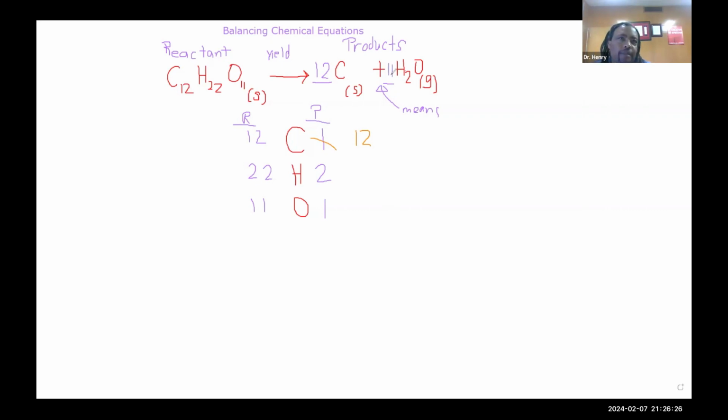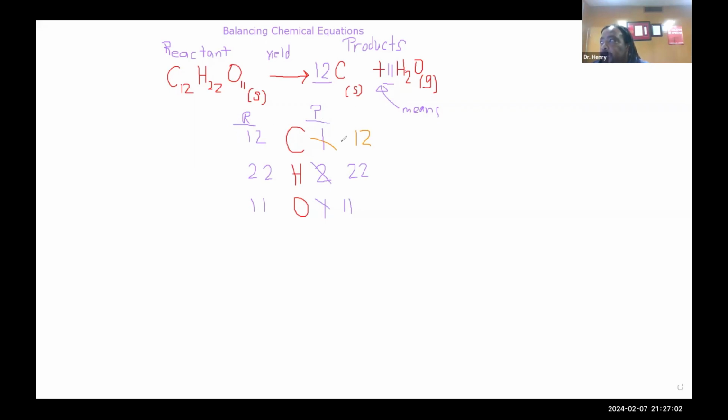Now, this is going to be distributed. By us putting it in front of the H2O, that means that we're going to be multiplying that 11 times our hydrogen and 11 times our oxygen. So 11 times our hydrogen, so 11 times 2 is 22. And 11 times 1, 11.